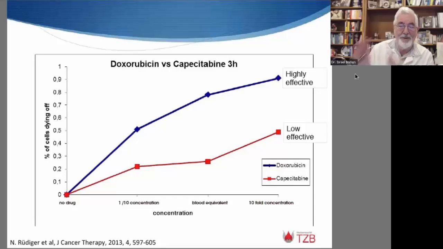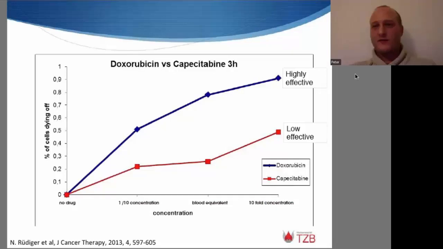Because if you check for different things, how much blood is a usual sample? It's just 15 milliliters of EDTA blood, 15 milliliters of just normal blood.